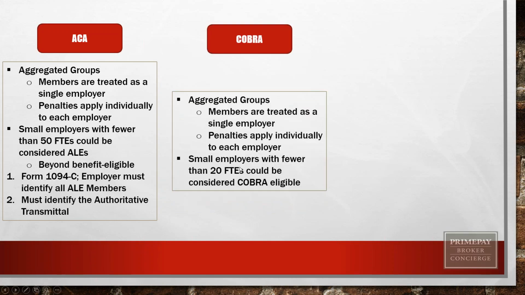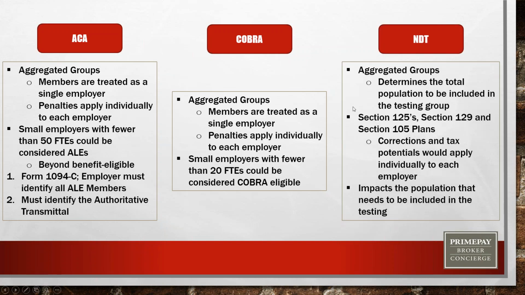Let's talk a little bit about COBRA. COBRA works very similarly. The aggregated groups come together, members are still treated as a single employer, and penalties do still apply individually to each employer. But small employers with fewer than 20 full-time eligibles could still be considered COBRA eligible when you aggregate those groups, or look at the commonly controlled interest in them.